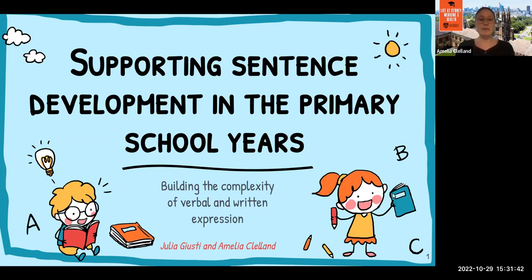The topic we will be presenting today is about supporting students' development of sentence structure across the primary school years to develop the complexity of verbal and written expression.